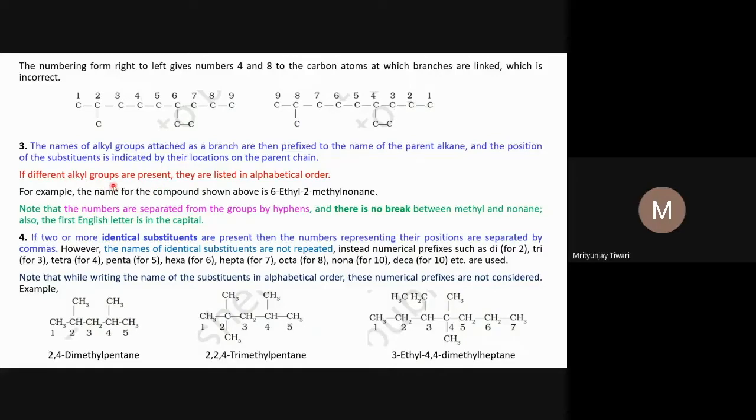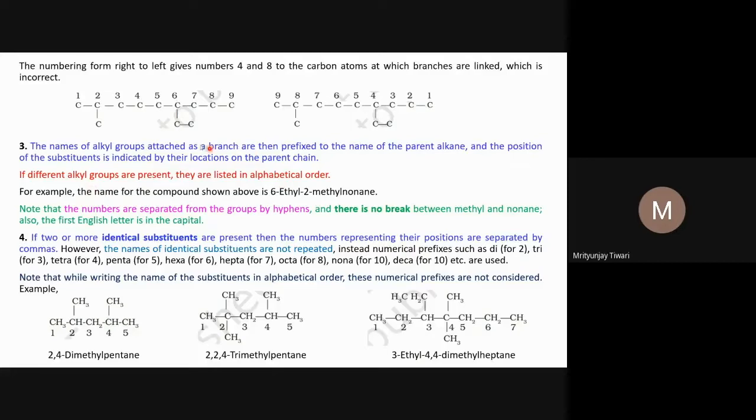While doing this, we have to take care of a few more things. If different alkyl groups are present, they are listed in alphabetical order. So this is ethyl. Ethyl starts with E and methyl with M. So in alphabetical order, ethyl will come first. So in naming this compound, we will write this prefix first, then this prefix, because both of them will be prefixed to this main chain, or the name of this parent hydrocarbon.